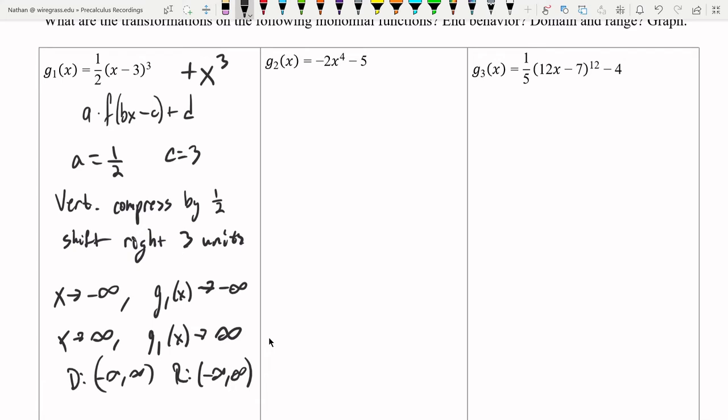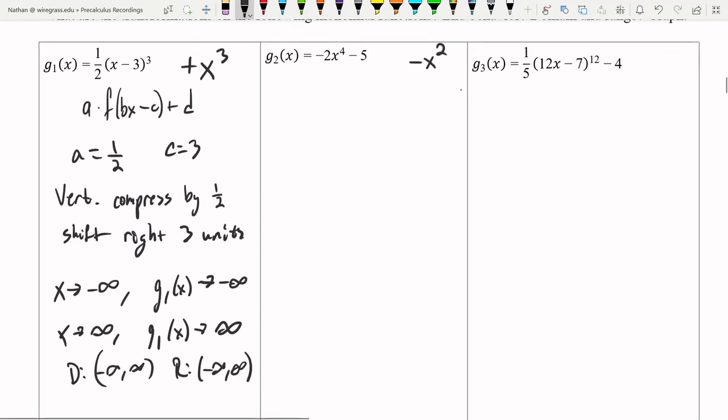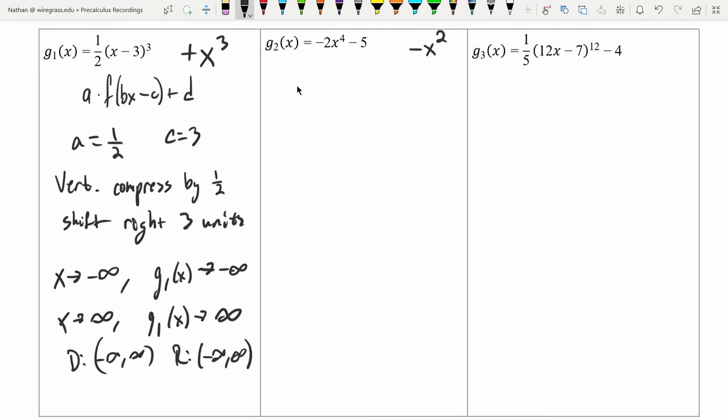Okay, for g2 of x, we'll graph these things at the very end here. But for g2 of x, we have x to the 4th, and it's also negative, so it's going to follow the negative x squared behavior. All right, now let's look at the transformations. A is -2, B is 1, C is 0, and D is -5.